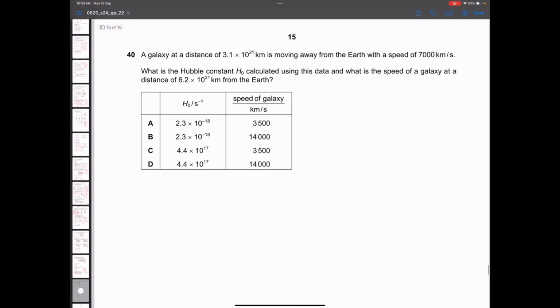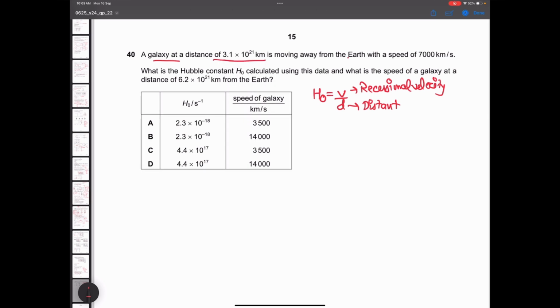Now, question 40 is of our favorite topic, Hubble's constant. Alright, so what is the formula for Hubble's constant? Hubble's constant, H naught, is equal to v by d. V is the recessional velocity and d is the distance. H naught is the Hubble's constant, as we are aware. So there is a galaxy at a distance of this much and moving away with a speed of 7,000. The question is asking, first of all, figure out the value of Hubble's constant. Alright, we'll do that. And what is the speed of galaxy when it is this much distance away?